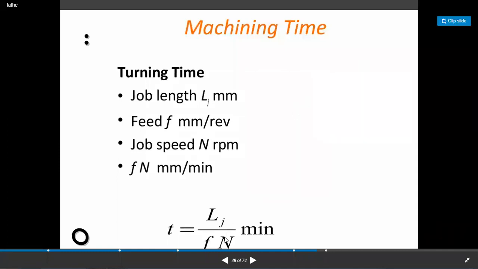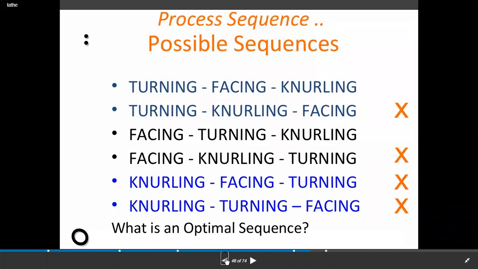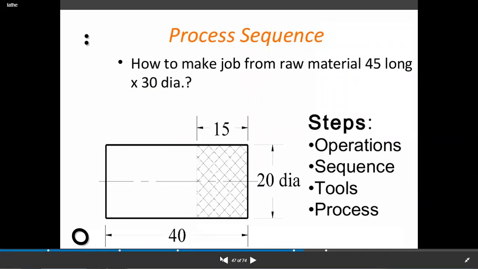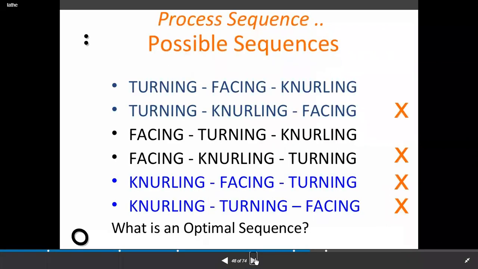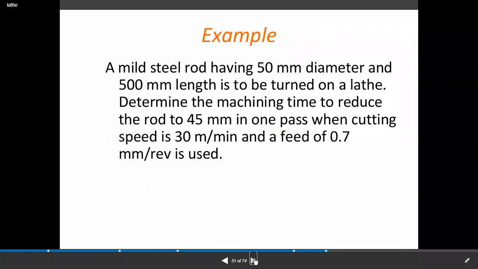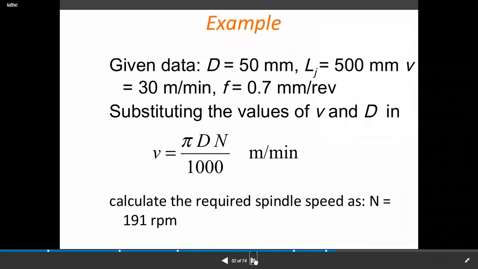So by t is equal to l upon fn. See, the maximum diameter they gave is 50 mm, that 50 mm diameter we have to reduce to 45 mm, and that length of machining is 500 mm. So in this way, by calculating first of all v is equal to cutting speed, we can find out the n value first of all, and after finding out that n value we can use the other machining.